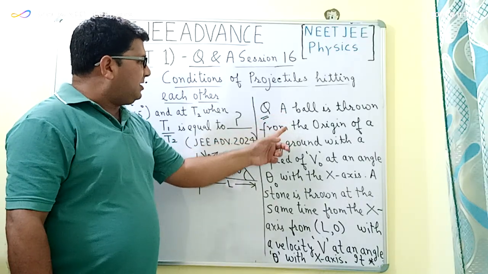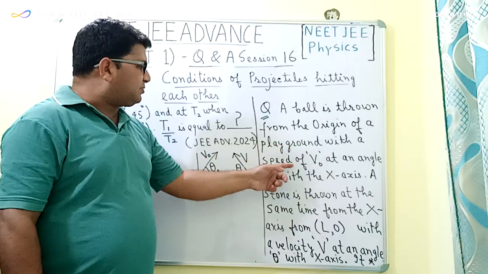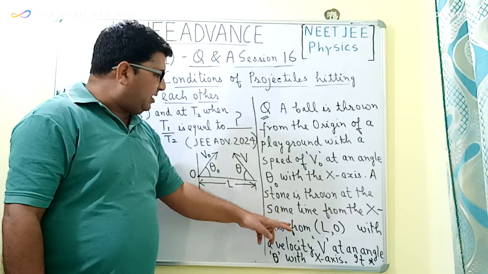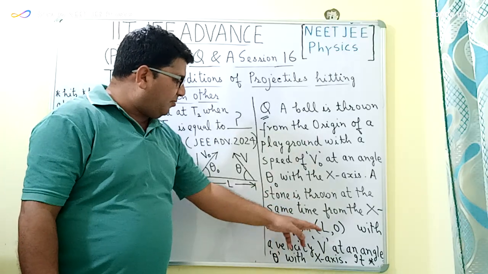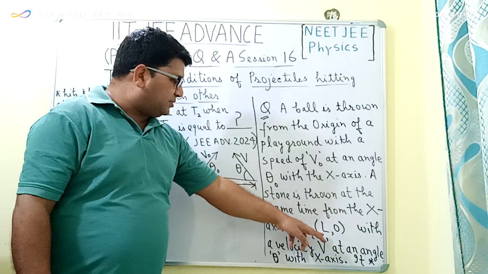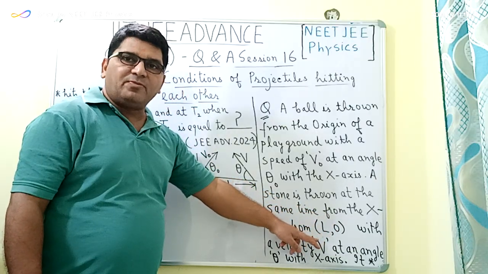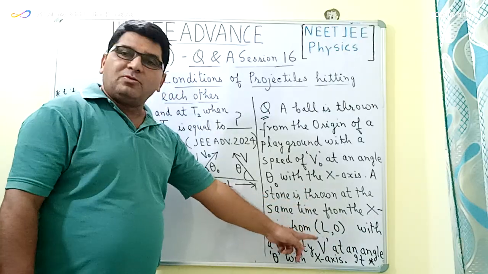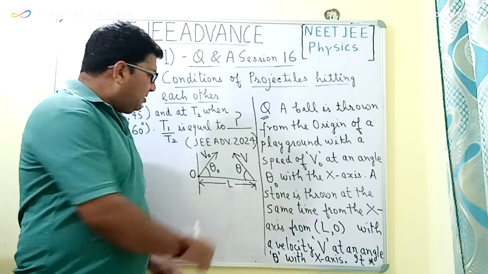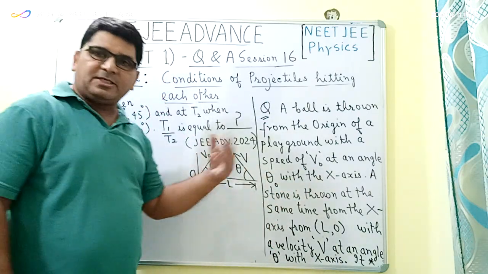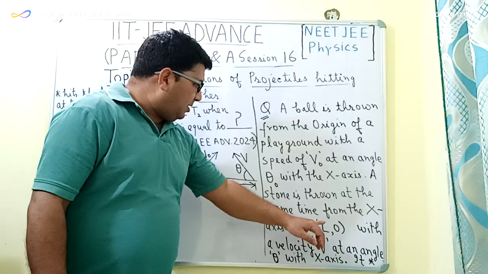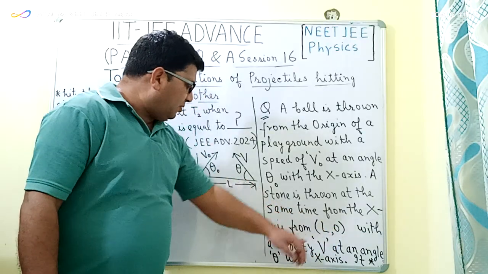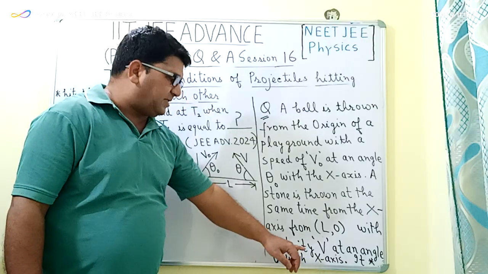So the question here is: a ball is thrown from the origin of a playground with the speed of v0 at an angle theta naught with the x-axis. A stone is thrown at the same time from the x-axis of this playground from (L, 0). So basically this is the location on the x-axis from where the stone is thrown. This is the location on the ground, and here the x-axis is the axis on the ground. The stone is thrown at the same time from (L, 0) with a velocity v at an angle theta with the x-axis.